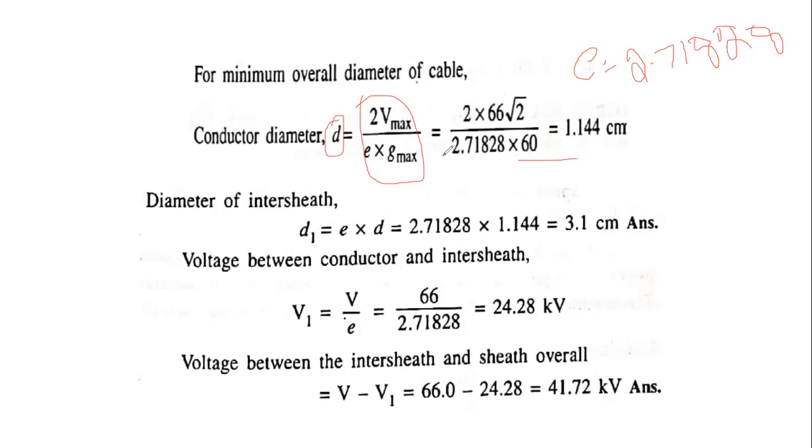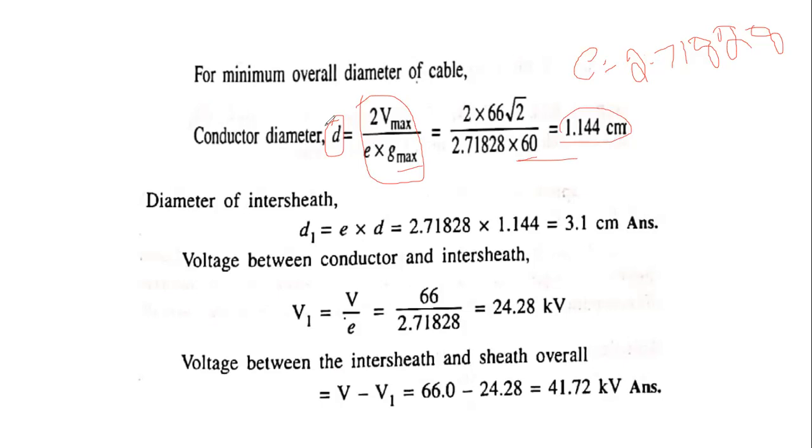66 into root 2 by e, which is the fixed value 2.71828, into G max, which is 60. That is equal to 1.144 centimeter. This is the conductor diameter d. Understand?